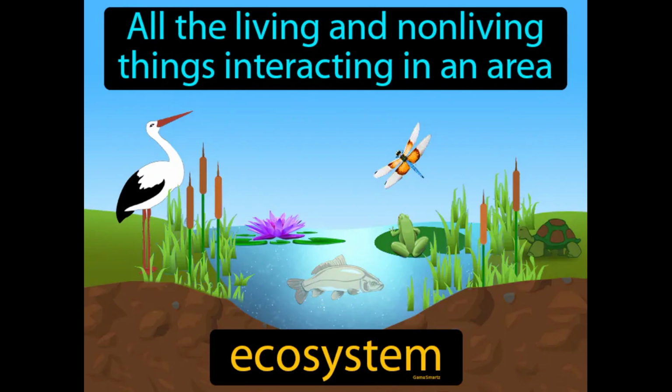All the living and non-living things interacting in an area. Ecosystem. An ecosystem is like a community where plants, animals, and non-living things like water and rocks all work together.